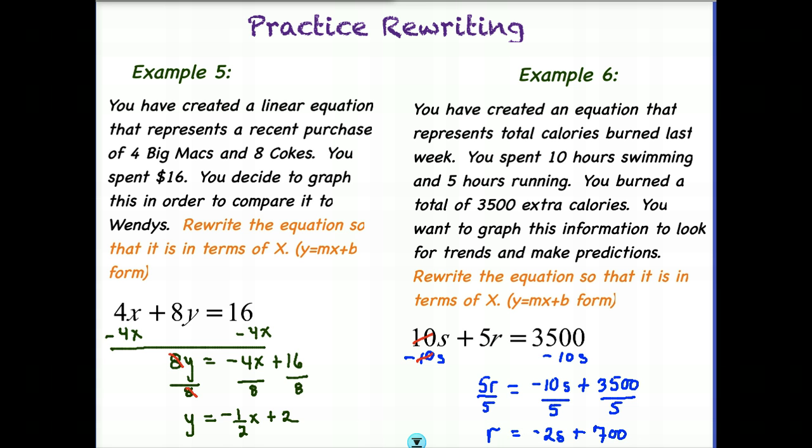So in this equation, I've written this in terms of s representing my x, my independent variable, and r representing y, my range, or my dependent variable. So r will depend upon s in this situation.